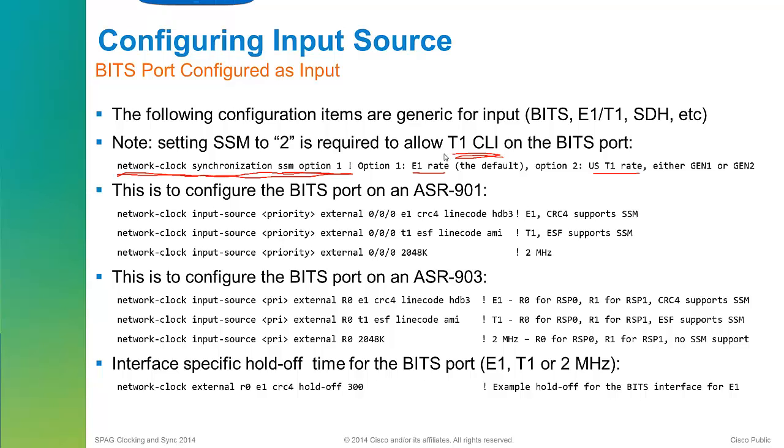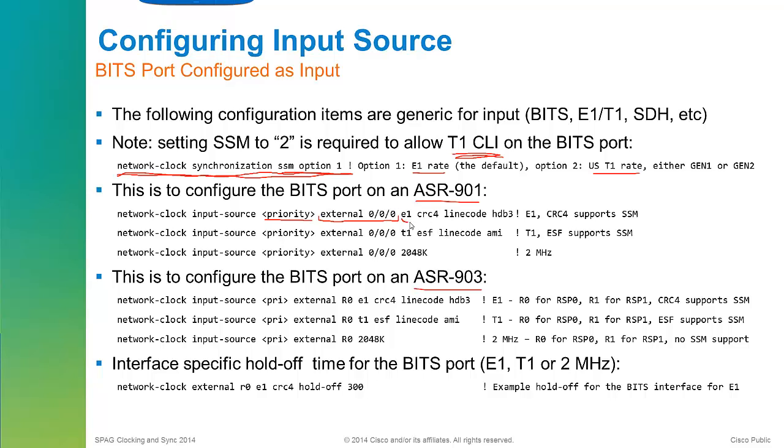And then I go through each of the platforms. So the 901, the 903 on this page, the MEs are on the next page. And you can configure then network clock input source. So this is basically saying to the network clock process, look, we're going to have an input frequency source here. You can give it a priority, just a number between 1 and 255. So normally, say 10, and then you put the name of the BITS port. And really, this is the only slightly tricky bit. On a 901 it's called external 0/0/0, and that means BITS port.